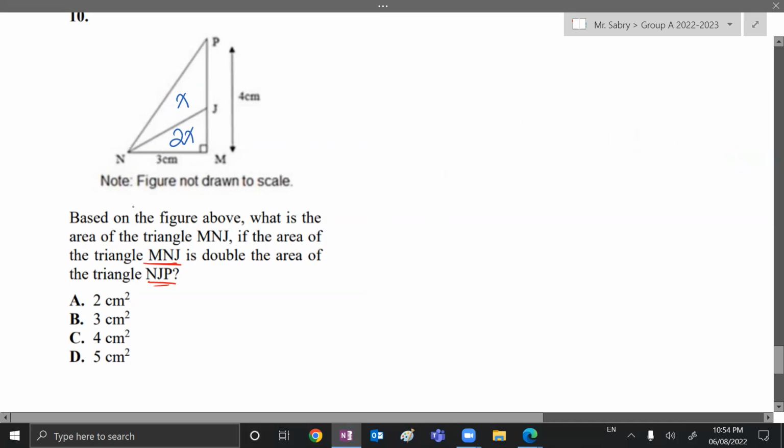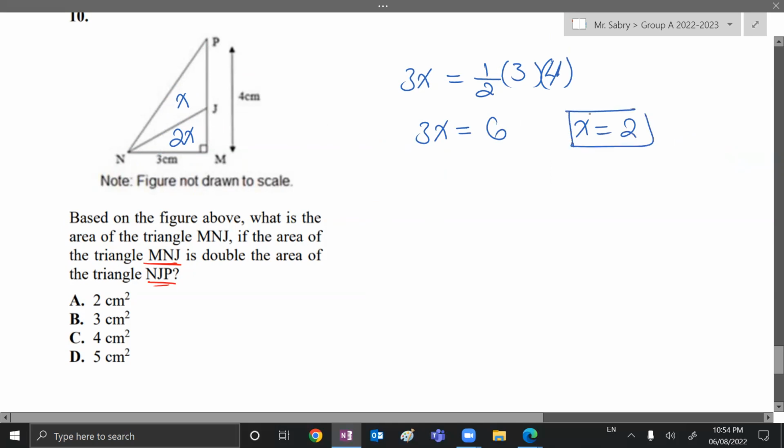So the area of the whole shape is 3x. What's the area of the whole shape? It's half times base, which is 3, times the height here, which is 4. This is the area of the whole triangle. So 3x is equal to 6, which means that x is equal to 2. So what's the area of MNJ? It's 2 multiplied by x, which is 2. That gives me 4 centimeters squared. So the answer in this case is C.